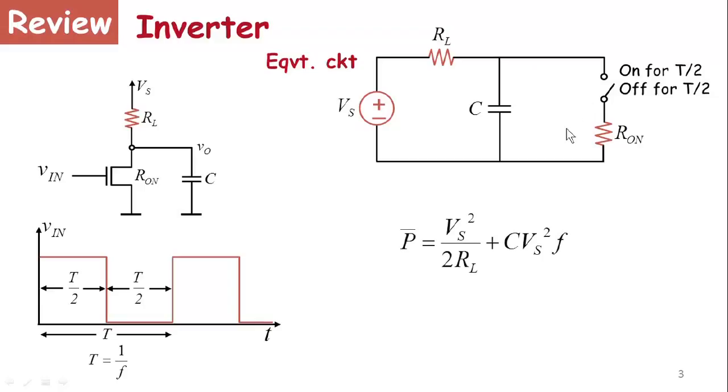We showed that the average power burned by the circuit is given by this formula, where there's a static power component and a dynamic power component. The dynamic power component, C V squared F, was the same as the previous circuit with the double star equation. This was my dynamic power. But in addition, because I have a direct path from Vs through RL through R on to ground when the switch is on, I get some static power as well. So both a static and a dynamic power.